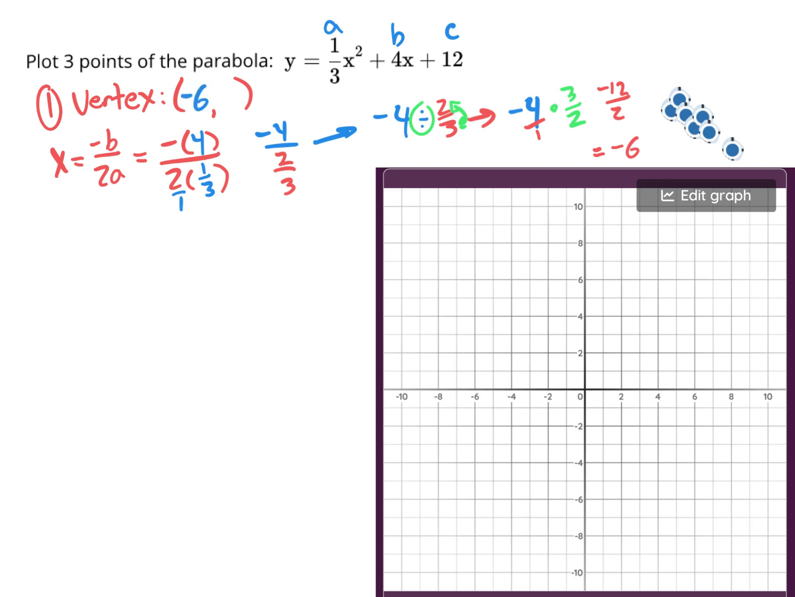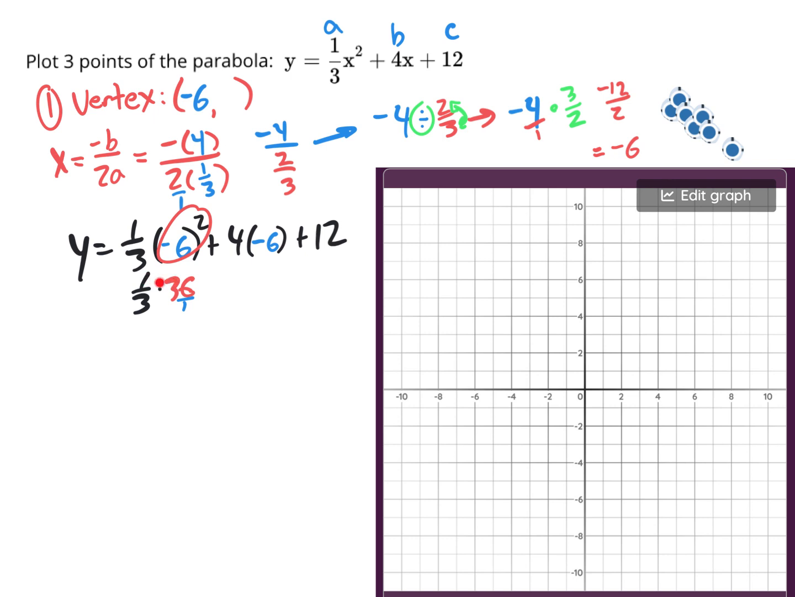How do you find the y value? You plug it into the original. The original equation says y equals 1/3 x squared plus 4x plus 12. And of course, we are plugging in the x value of negative 6 into those parentheses. And when you do the exponents first, you get a positive 36. And of course, you're going to be multiplying that by 1/3. And that's easy to do because if you put that over 1, you could actually do 36 on top divided by 3 on the bottom. That will be a 12, right?